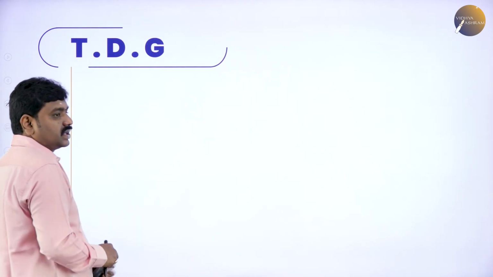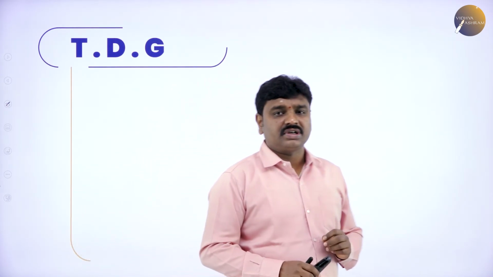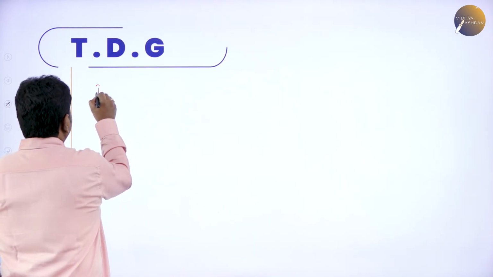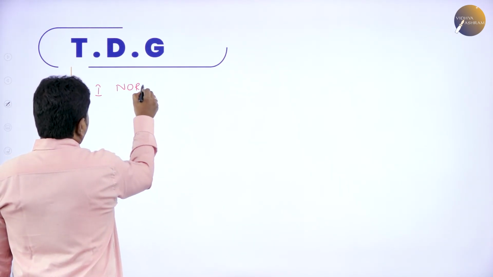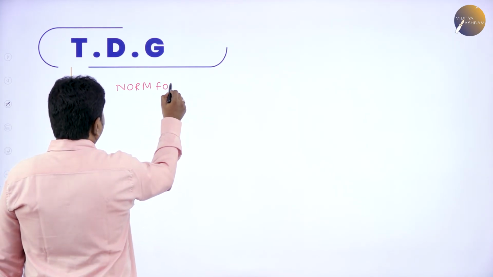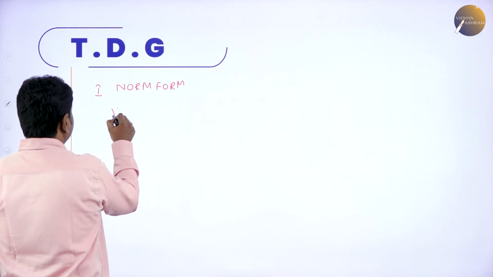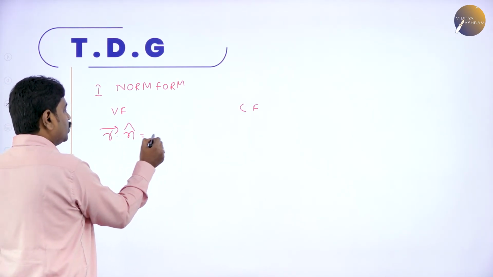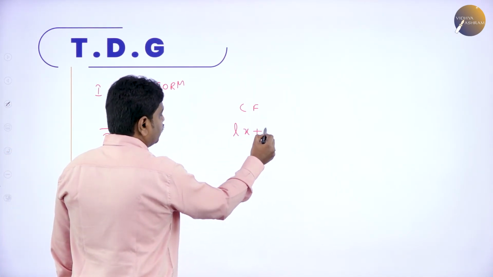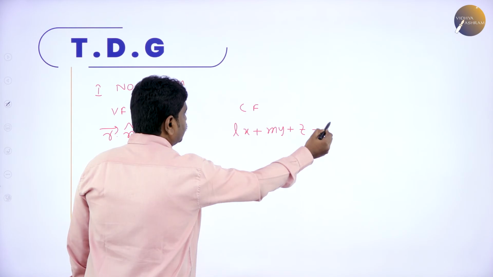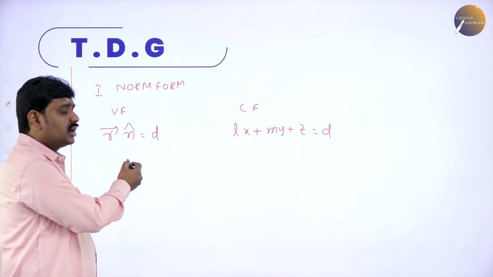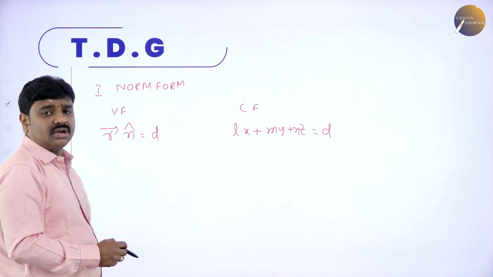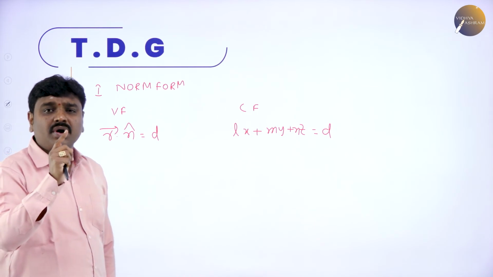Now in today's class I have done two types of plane equations. Just let me summarize all the forms of planes. So the very first form is normal form. What is normal form? For every form I'll write vector form and Cartesian form. Vector r dot n cap is equal to d, or we say lx plus my plus nz is equal to d, where n cap is the unit vector along the normal, and l, m, n are the direction cosines of the normal, and d is the distance of the plane from the origin.